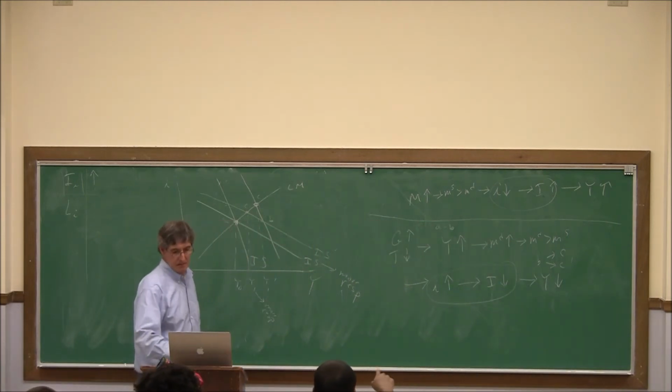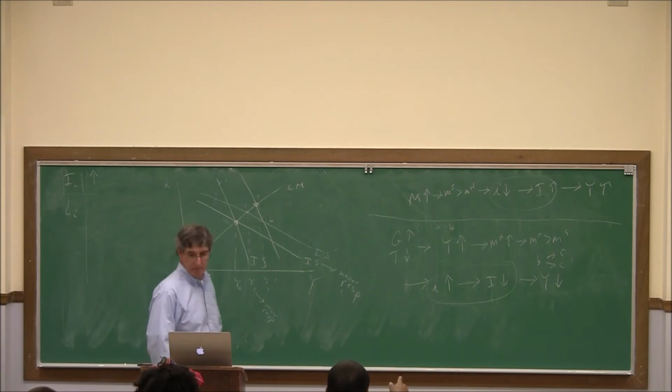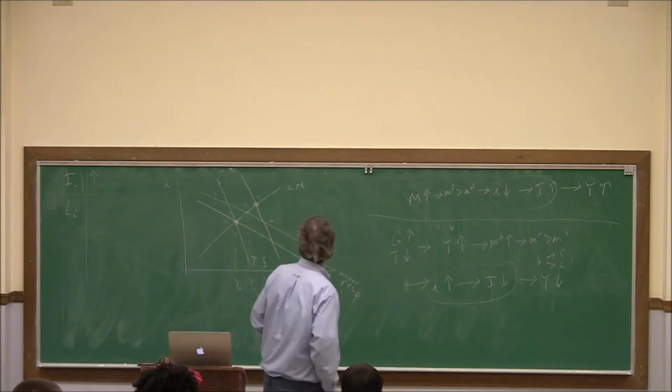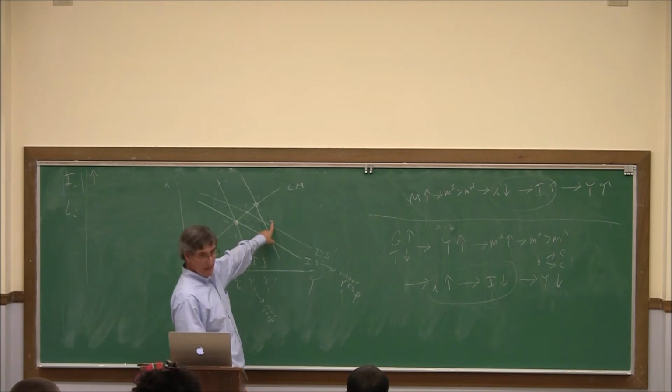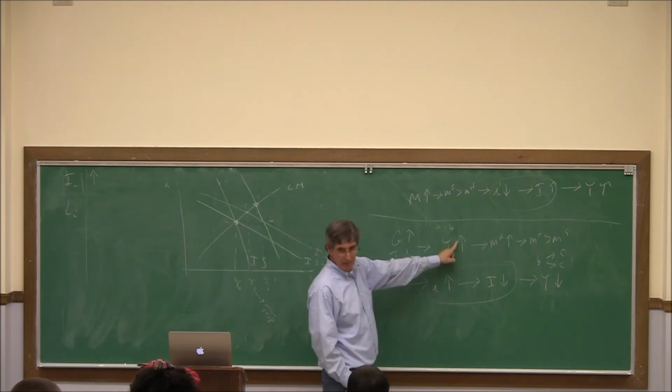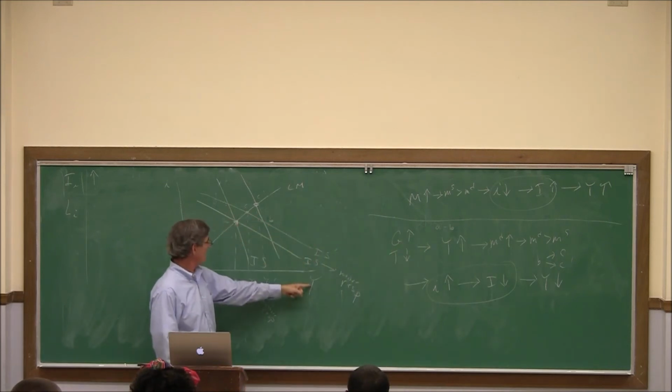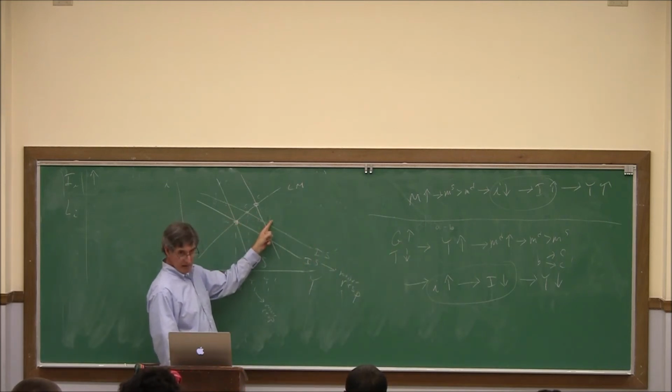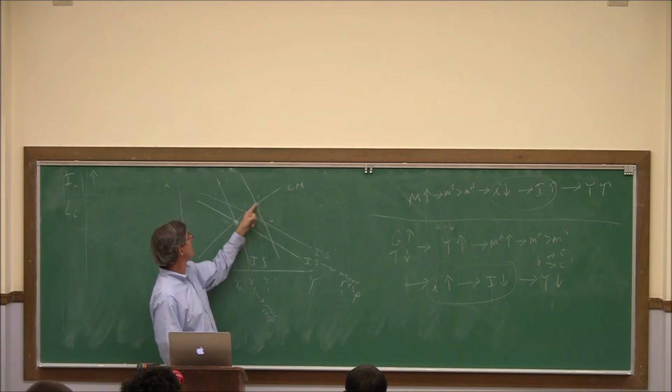Yes? Where is B fitting back in? Where is what now? B, looks like B, where is it fitting back? Here's B, A to B. Yep, sorry, minus R is the intuition flow. That's output going up from A to B. Output goes up from A to B. Then you get crowding out to either C prime or to C, depending upon which curve.